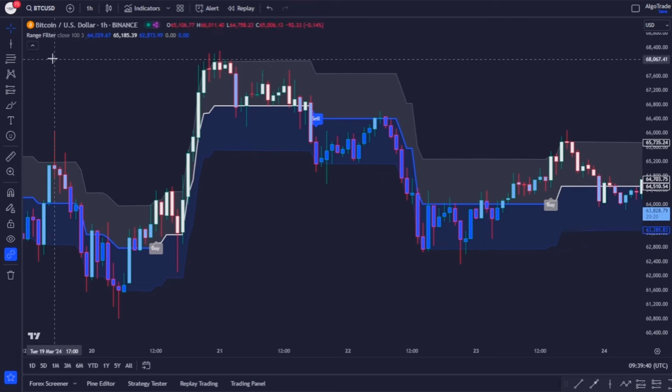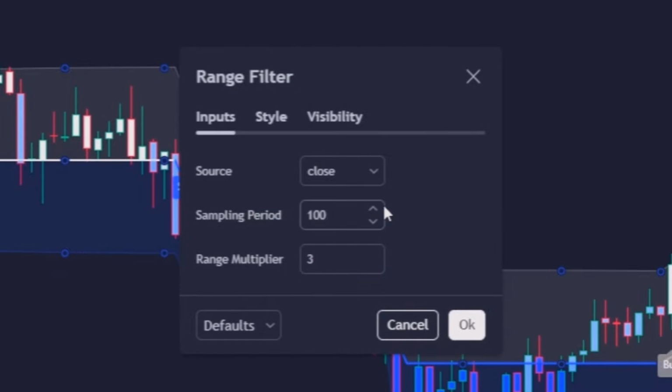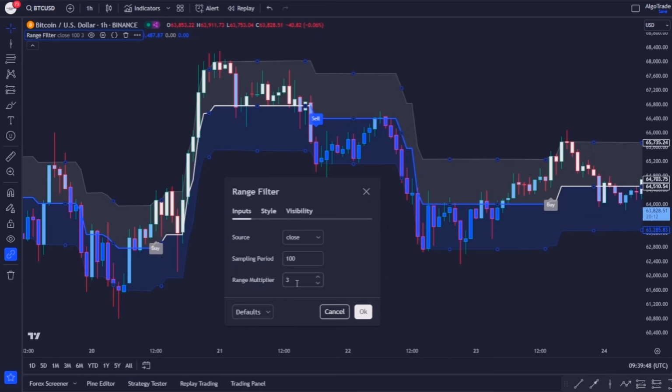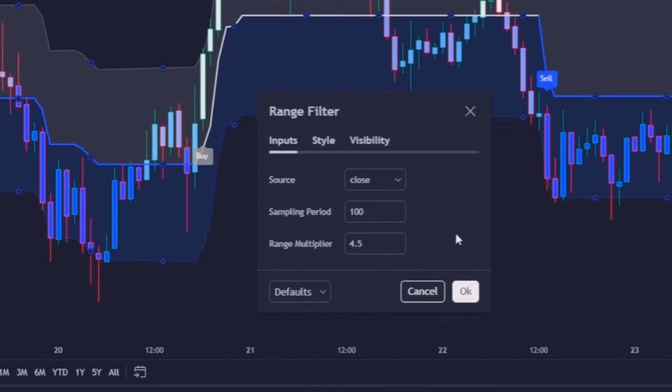By default, it uses a period of 100 and a range multiplier of 3, which are the settings I will use for today's analysis. However, if you prefer smoother signals, I advise you to change this value to 4.5.